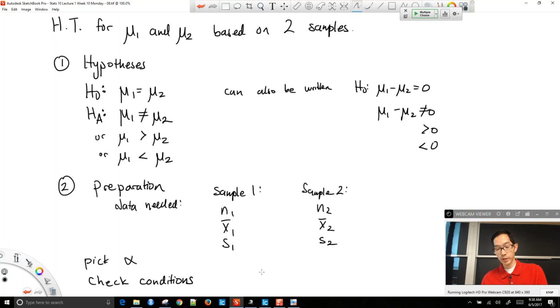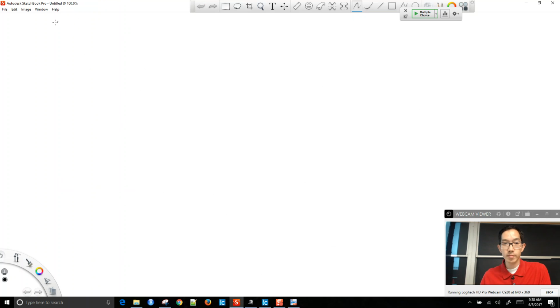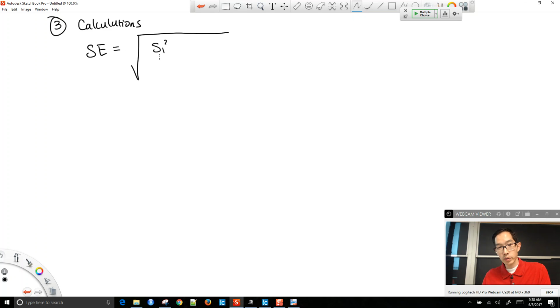Okay, well, once you have that, now we do our calculations. So just like before, we figure out our standard error, then we get our test statistic, then we go to the table. So standard error is going to be the square root of S1 squared over N1 plus S2 squared over N2. Standard error. 3 part A. All right. 3B, test statistic.